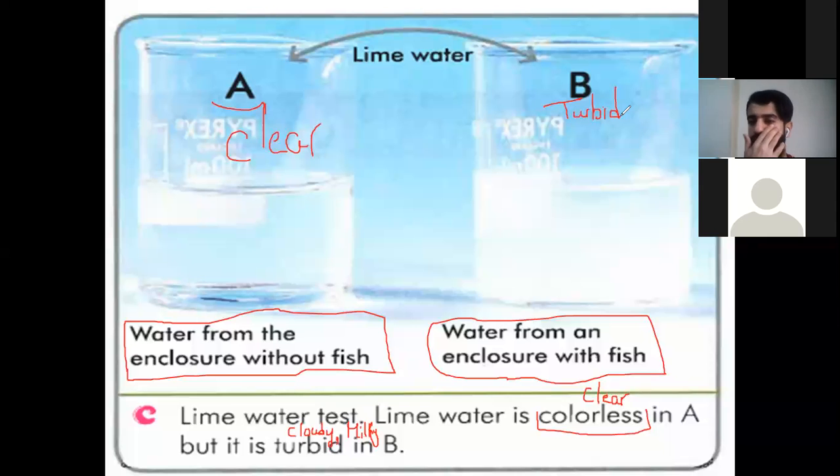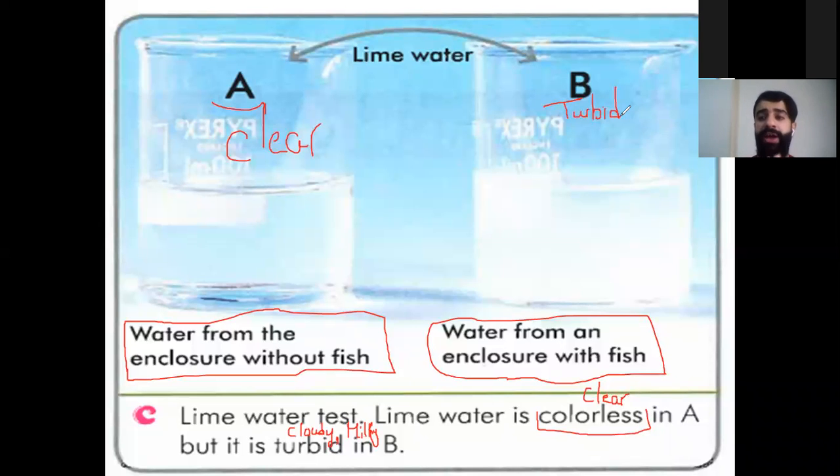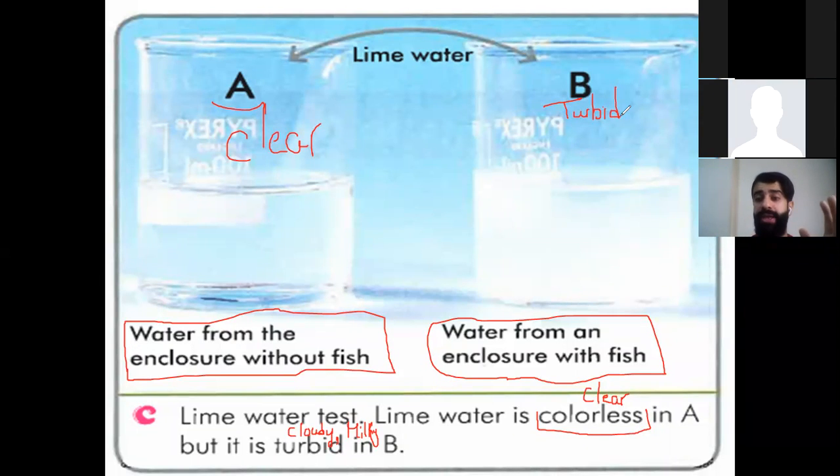Yes, Jude Abdurrida. Jude, what do you think? In tube A, the lime water is clear. So what do you think? Do we have carbon dioxide? No. So there is no carbon dioxide. There is no CO2.